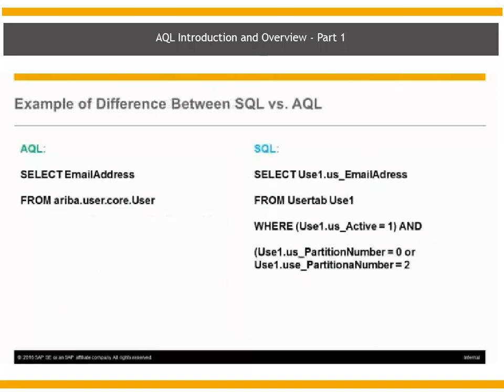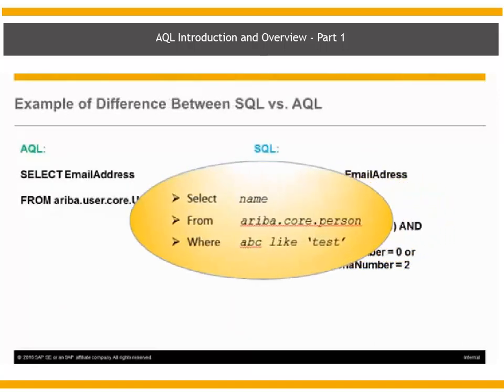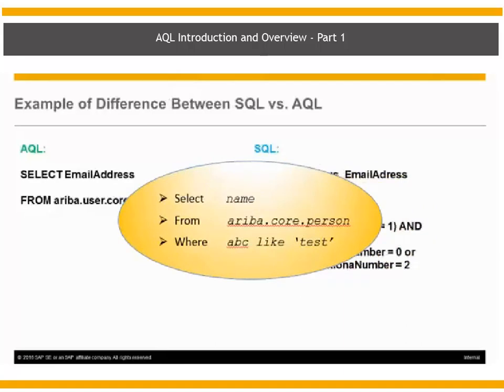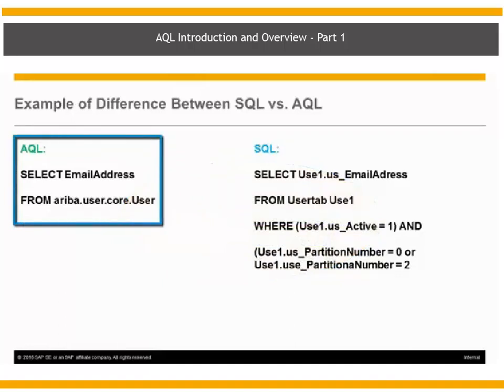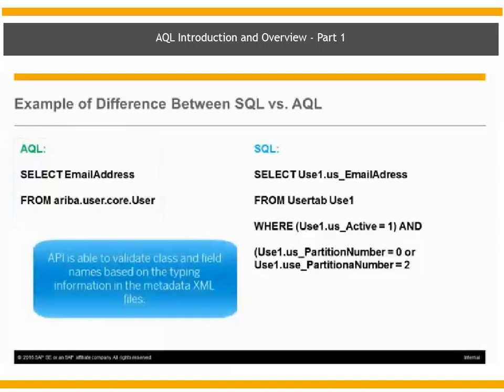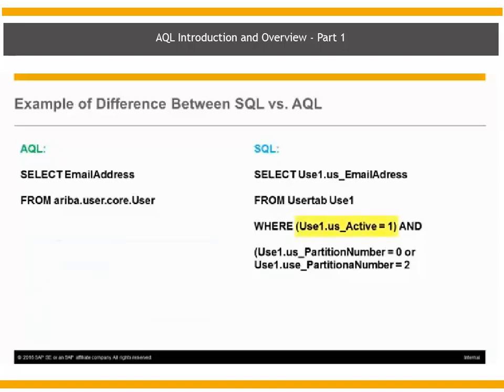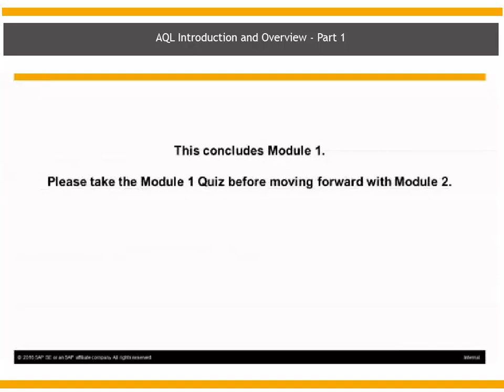query. Let's take a look at the difference between an AQL query for an email address versus the same query written in SQL. Note that the AQL query is much more concise, as the API is able to validate class and field names based on the typing information in the metadata XML files. It is also defaulting to include active without expressly specifying this, as the SQL query must do. This concludes our brief introduction to AQL and how it differs from SQL.